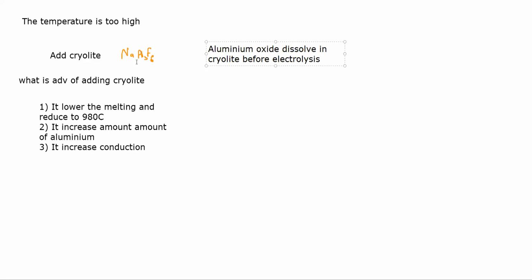Yeah, it's Na3AlF6. Then the total charge will be the same. That's the correct formula for cryolite, I think I missed it here. The whole should be balanced. Sodium is +1, so 3 will be +3, then aluminium and F6.